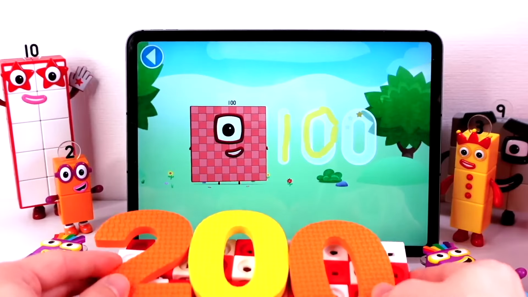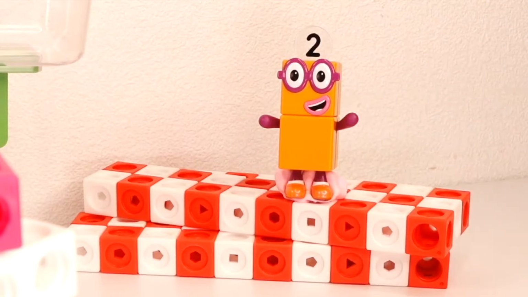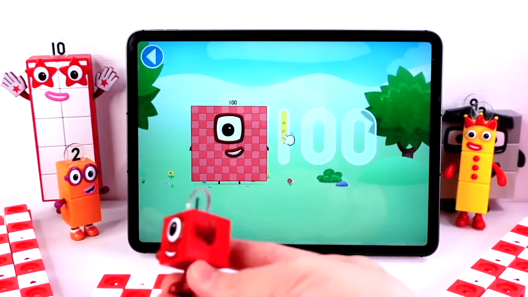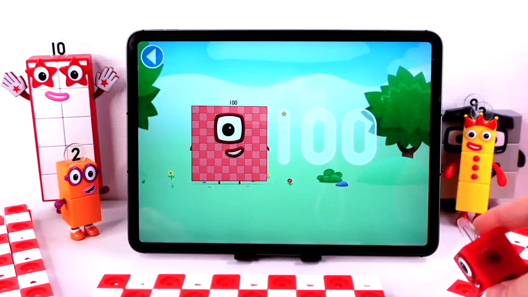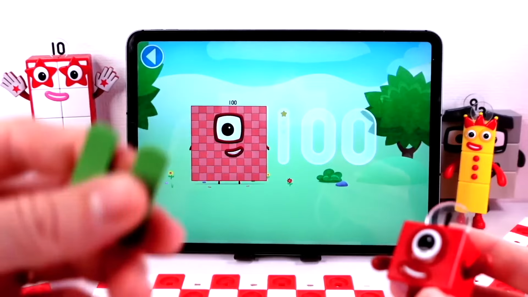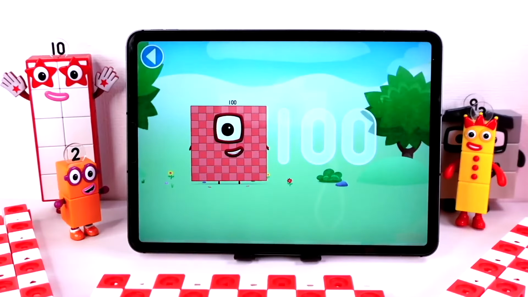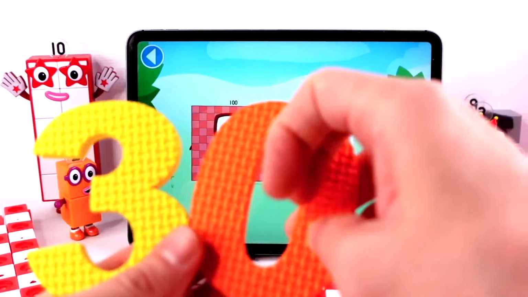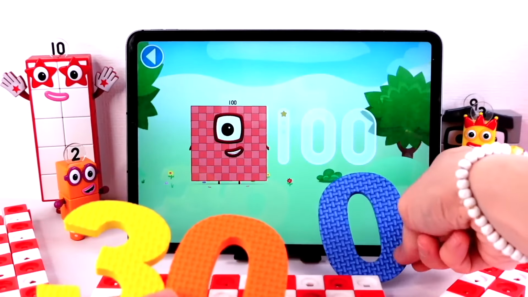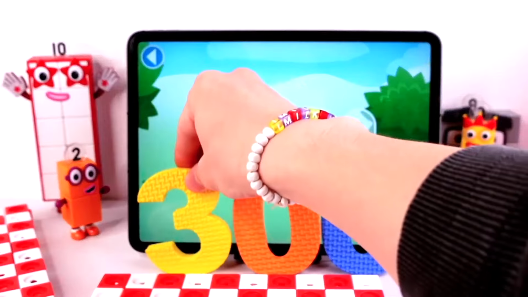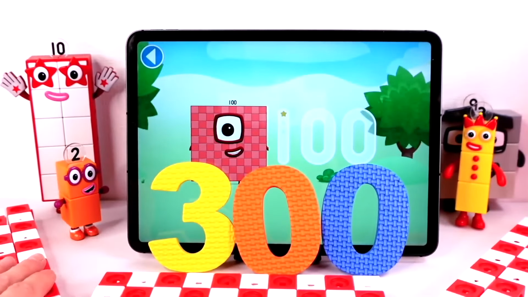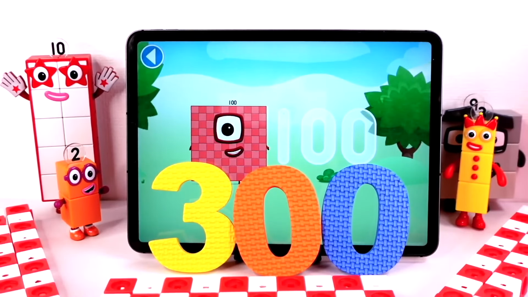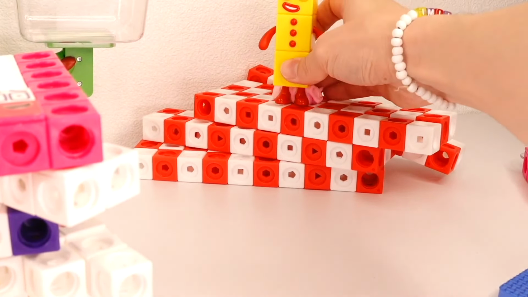Look, guys. 200 number blocks. We find big number block. 100, 200 plus 100 equals big number block, 300 number blocks like this. Look, we find 100 number block, 200 number block, and 300 number block. 300 number blocks like this.